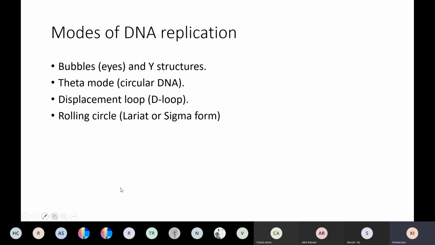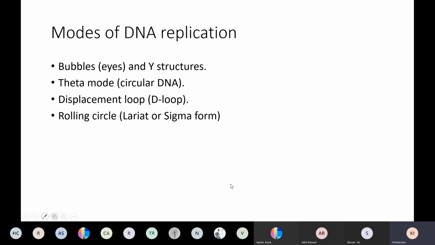Sir, are these the only modes of DNA replication, or are there new ones also, and these are the major ones? There are other modes also, but these are the major ones.